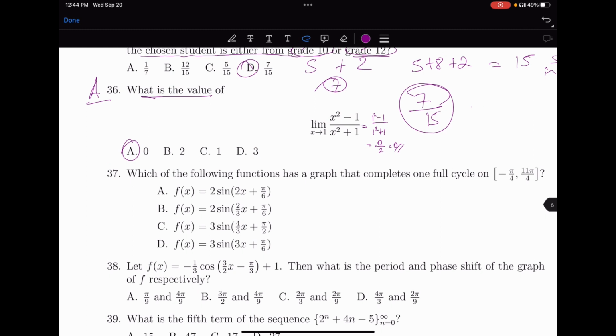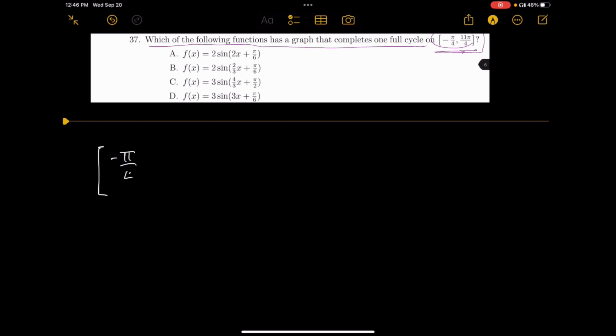Okay, question number 37, which of the following functions has a graph that completes one full cycle on this closed interval? As a function it completes one full cycle on this closed interval, right? On the closed interval from negative pi over 4 to 11 pi over 4. Therefore, what is the period of this function?